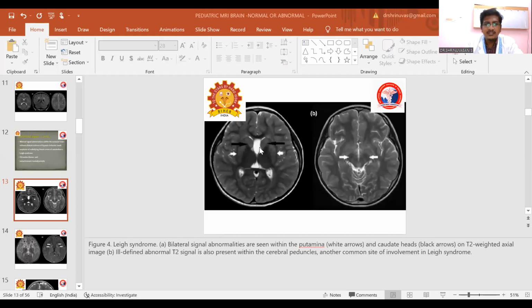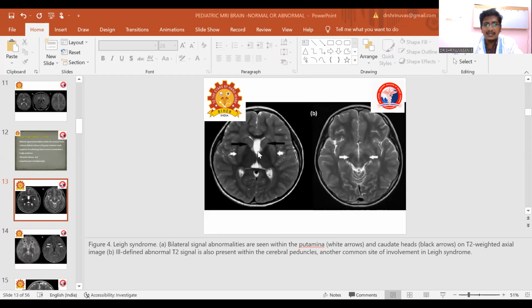Just see this. This is a finding in Leigh syndrome, where there are bilateral signal abnormalities in the putamina and caudate heads, and you can see in the T2 axial image, ill-defined abnormal T2 signal is also present in the cerebral peduncles. So that is another common site of involvement of Leigh syndrome.